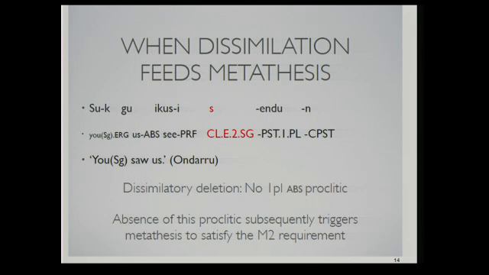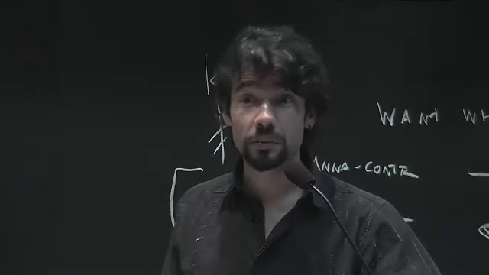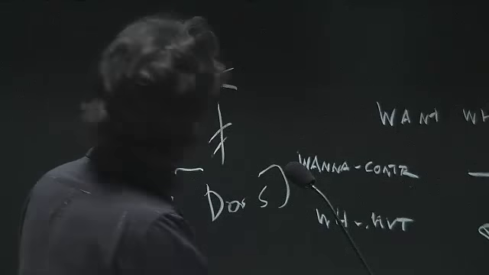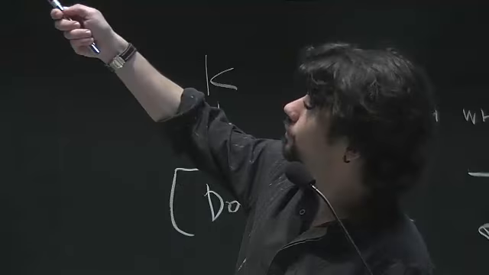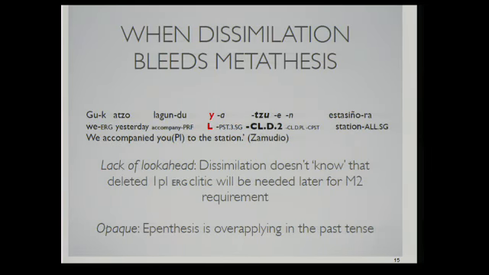Now this is Indaru, and we're going to look at the other dialect of Thamudic and see a radically different effect. In this case, dissimilation bleeds metathesis. What's happening here is, if you recall, in this dialect, it's the ergative clitics that are deleted. So here, we accompanied you to the station. This has an ergative and a dative, which is pro-dropped in this case. There is no absolutive. What would normally happen is that the ergative would metathesize over here. But it's deleted in response to this dissimilatory constraint, and as a result, epenthesis happens.